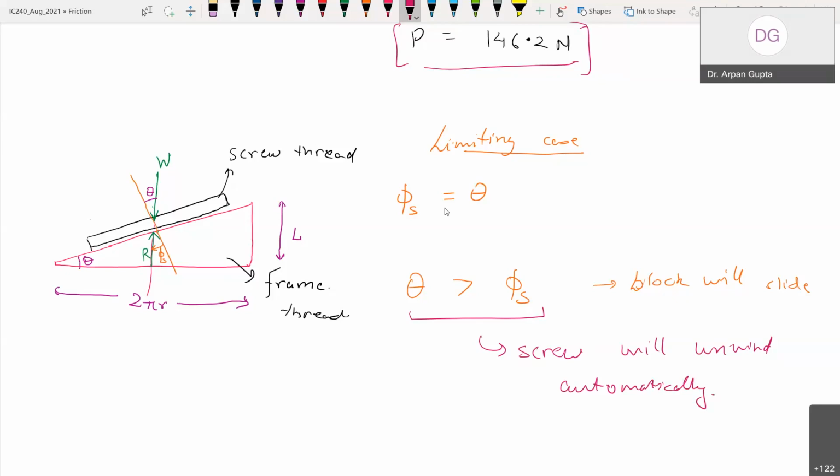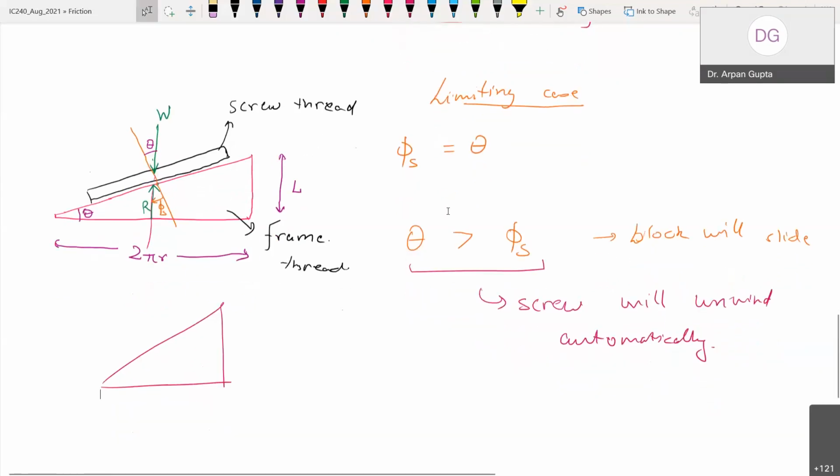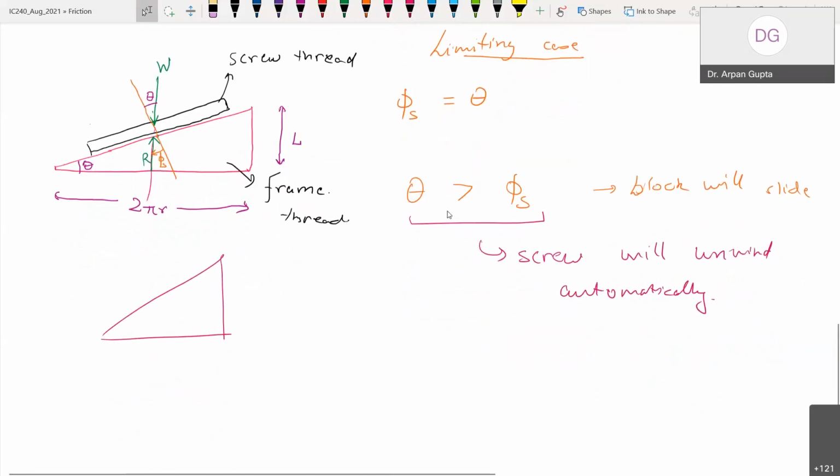So if the geometry is such that theta is more, which means the lead is very large and R is less, then your theta is going to be large. In that case, you can visualize that your inclined plane will be something like this. So if theta is large, then the block will slide. In other words, the screw will unwind itself. And if you remove the moment M, then automatically it will unwind and the weight will again come down. Now, if theta is less than phi s, then the system will be stable.